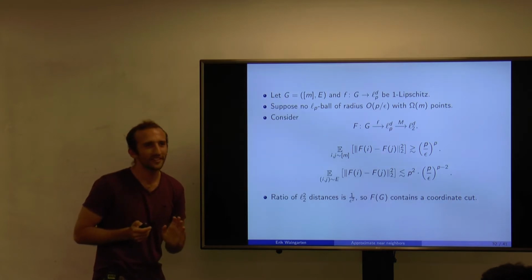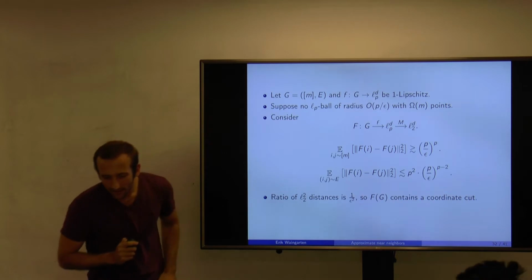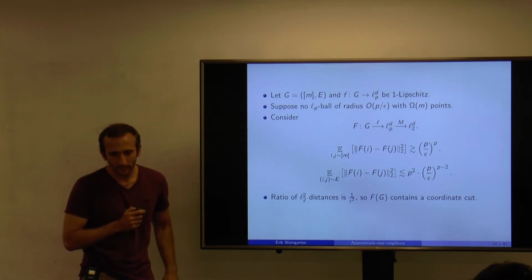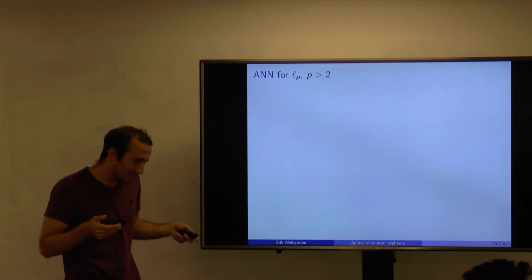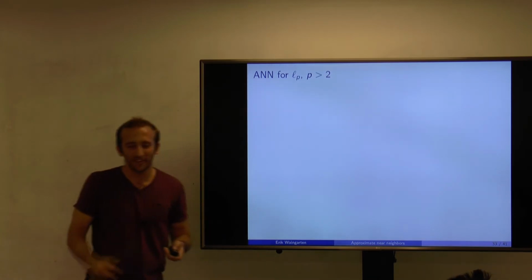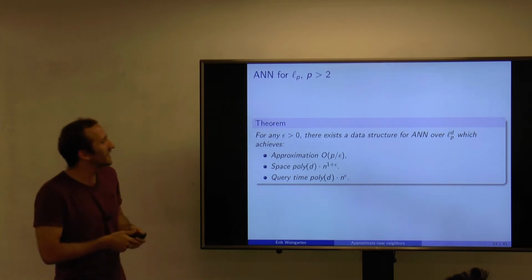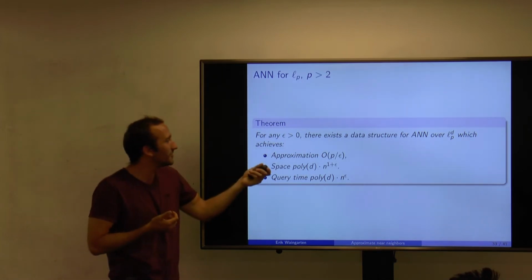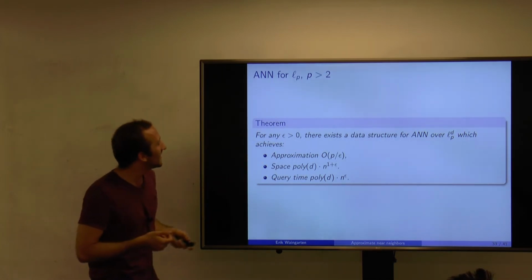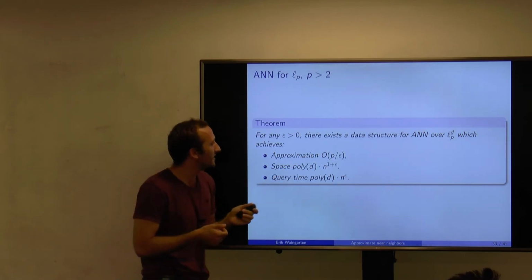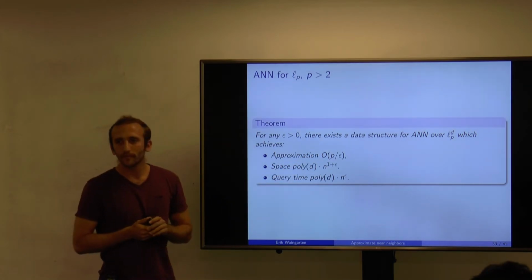Okay. Are there any questions? Okay. So simply applying this with the data structure for the cutting modulus, we get that for any epsilon greater than 0, we can do the whole data structure with the cutting modulus in an efficient manner, and get approximation p over epsilon for LP spaces. Okay, this is what we showed.